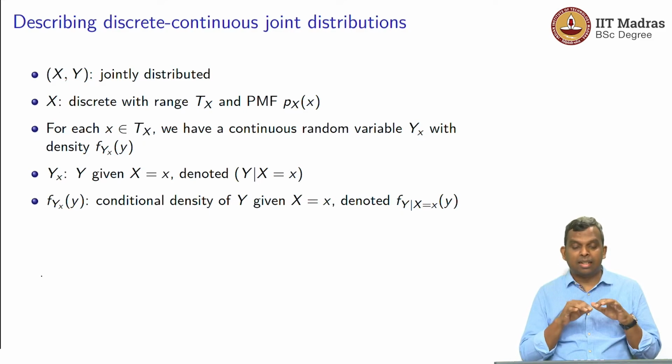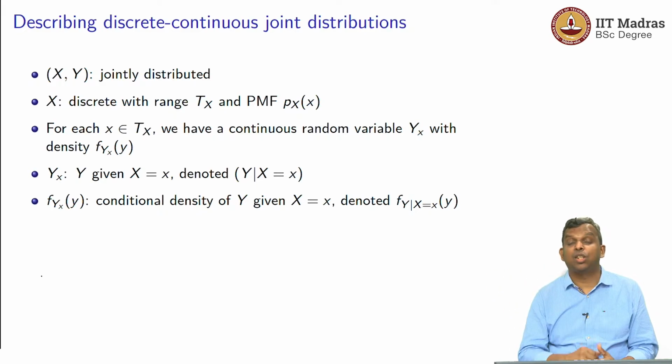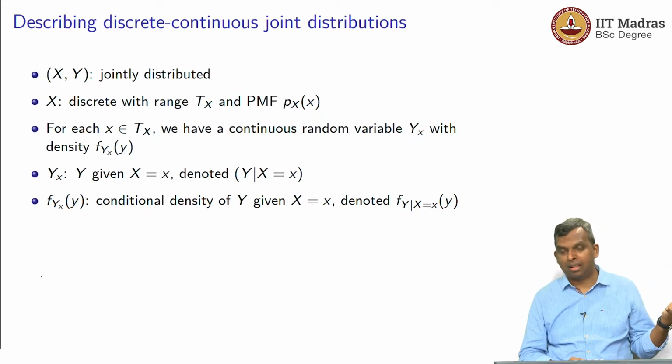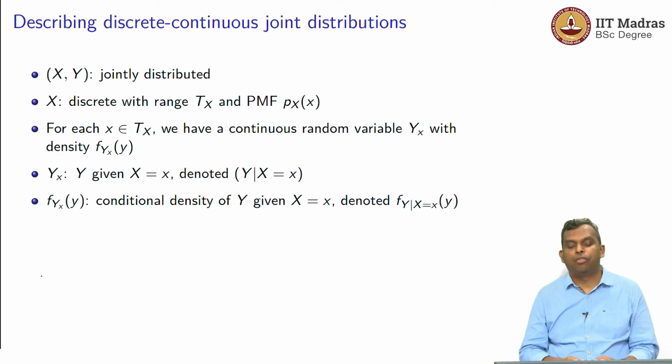Now, this density that we had, right? Given that capital X became small x, we had one of these densities. That density also we will denote like this: f of Y given X equals x, of y. So that's the density. Remember X has a PMF Px, and then Y, for every value of X, given X equals small x, has a conditional density f of Y given X equals x. So this is a conditional density. When given X equals x, this is the density for Y.